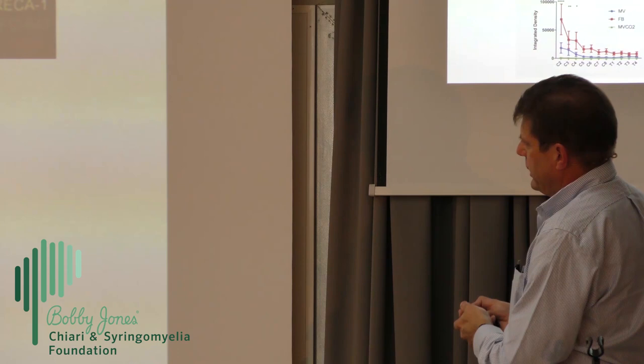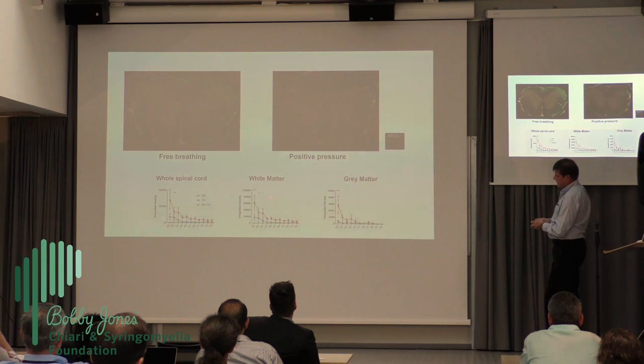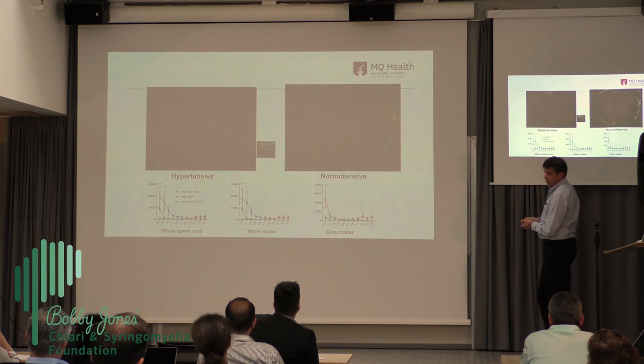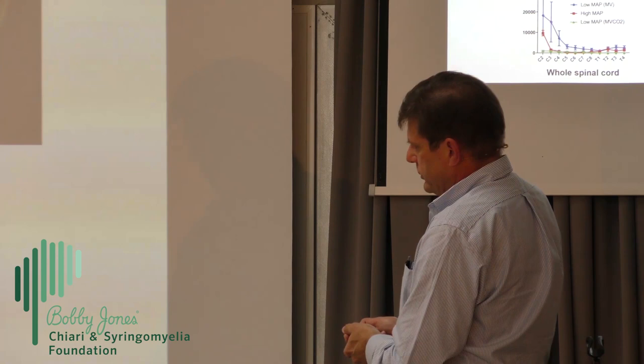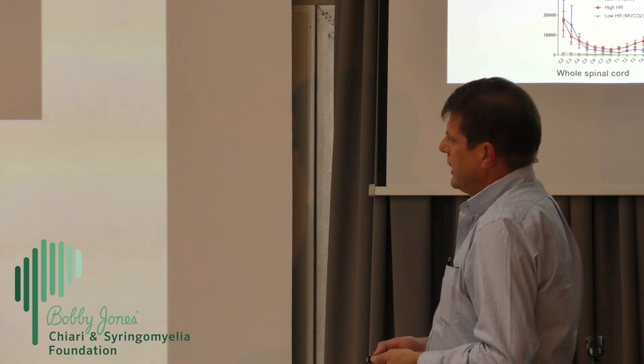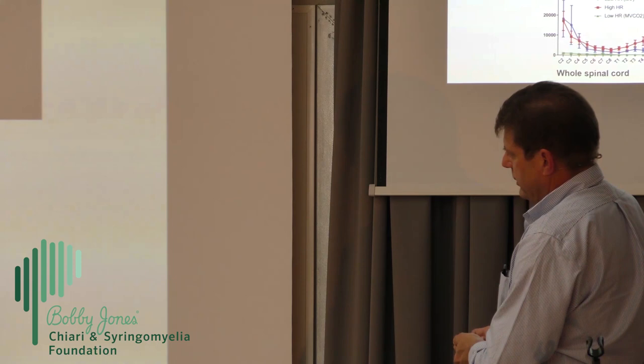So there is a greater amount of tracer totally within the spinal cord, but also around the blood vessels in the animals that have periods of intermittent negative pressure. And that applies to the whole spinal cord, white matter and grey matter. And then in the hypertensive experiments, I know the room's very light, so it's hard to see these images, but for the hypertensive animals, there was no increase of fluid flow into the spinal cord. And also with the tachycardic animals, compared to the animals with the normal heart rate, there was an increase in fluid flow into the grey matter, but not the total spinal cord or the white matter.